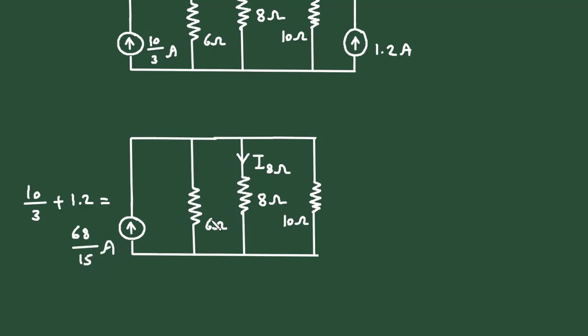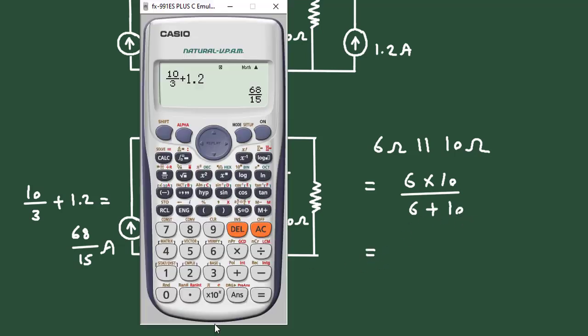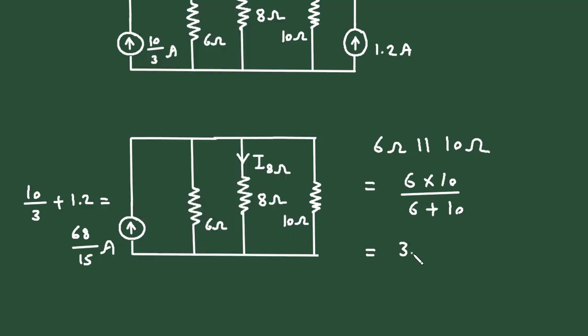Also here we can see this 6 ohm and 10 ohm are connected in parallel. So 6 ohm parallel with 10 ohm will be 6 into 10 divided by 6 plus 10. So it is 3.75. Not ampere, this will be 3.75 ohm because it is resistance.